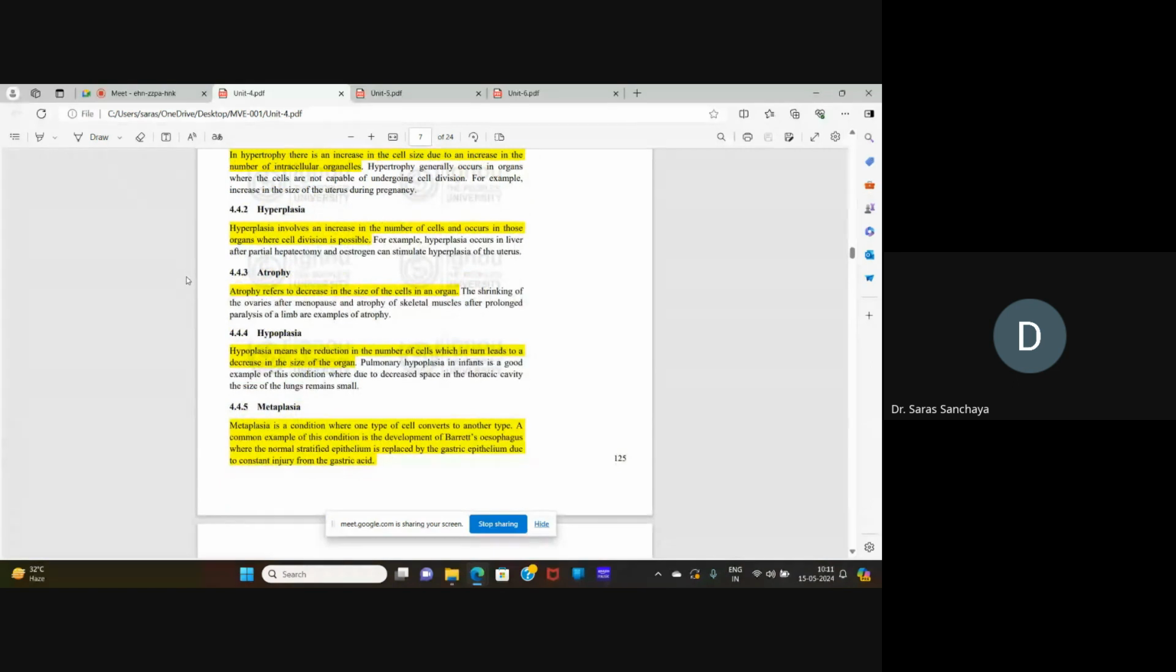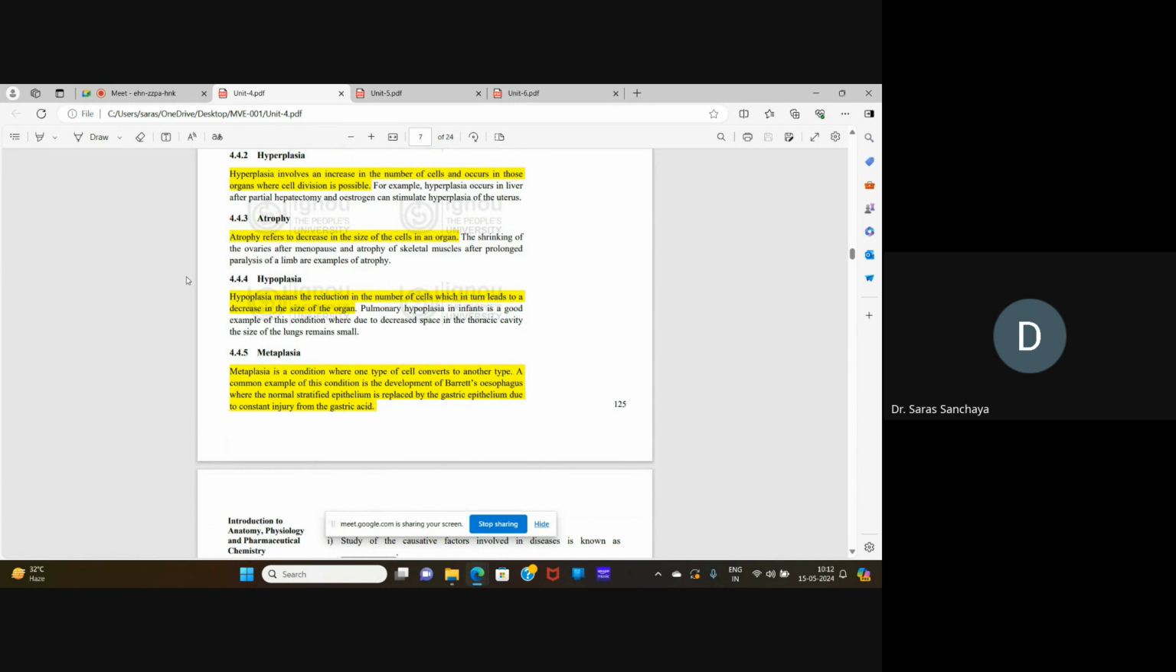Then there is atrophy. Atrophy refers to the decrease in size of the cells in an organ. The shrinking of the ovaries after menopause and atrophy of skeletal muscles after prolonged paralysis of a limb are examples of atrophy. There can be hypoplasia. Hypoplasia means the reduction in number of cells, which in turn leads to decrease in the size of the organ. So hypertrophy and atrophy are opposite to each other, and hyperplasia and hypoplasia are opposite to each other.